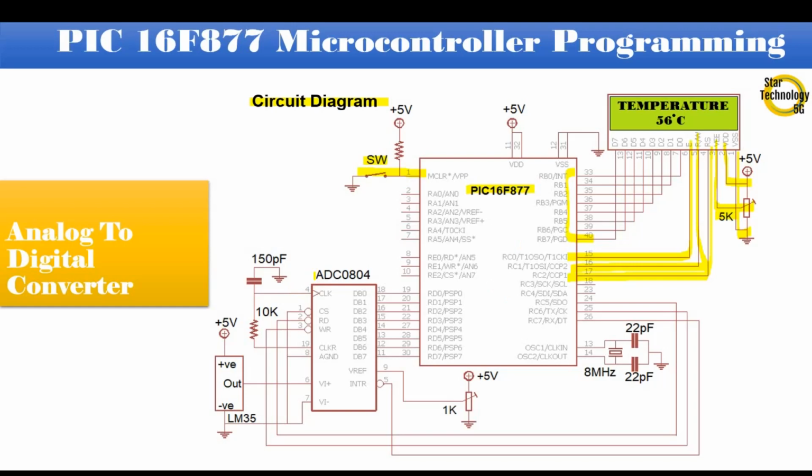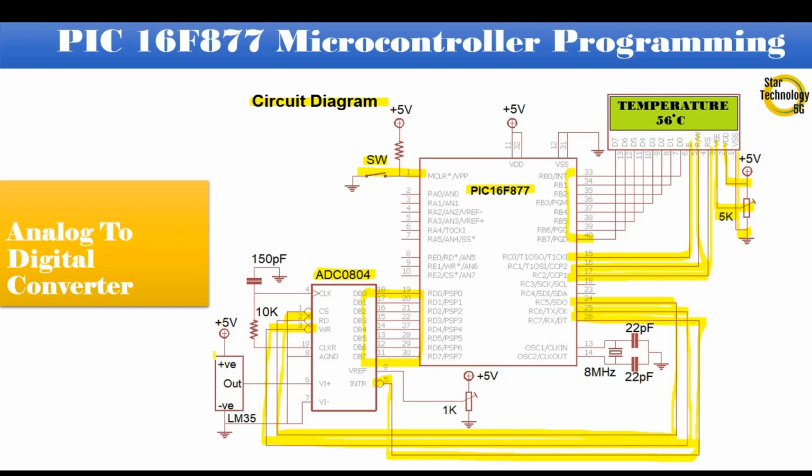It is the analog to digital converter ADC0804. All data pins DB0 to DB7 are interfaced with port D of the microcontroller. Pin RC5 is interfaced with the CS pin of the ADC. Pin RC6 is interfaced with the RD pin of the ADC. Pin RC7 is interfaced with the INTR pin of the ADC.